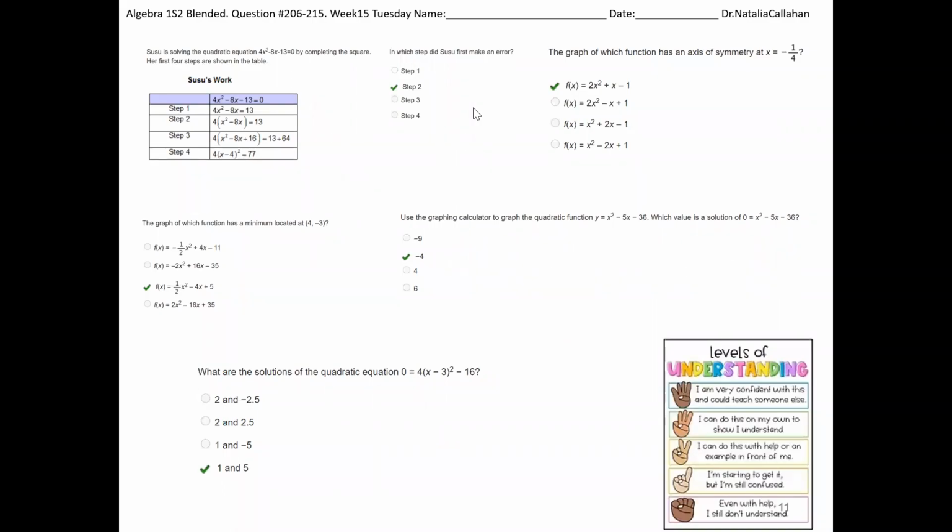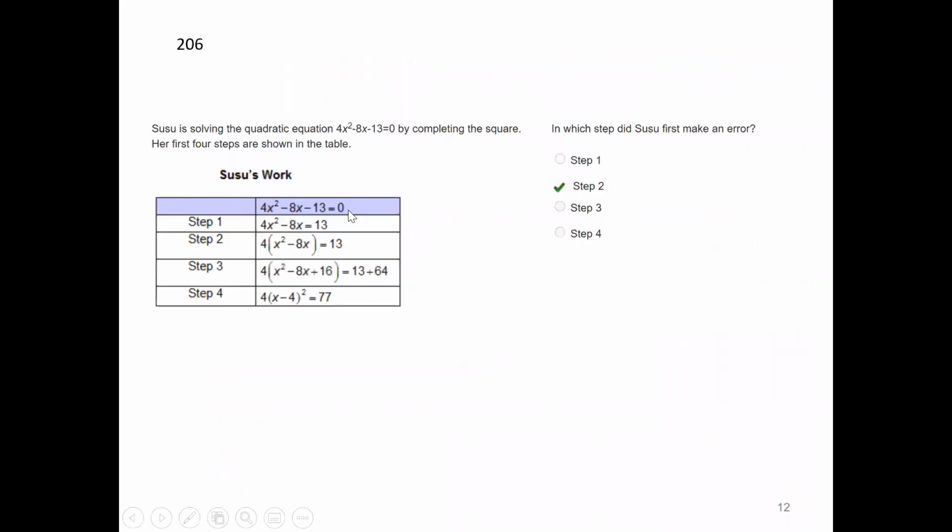Okay, so we are going to take a look at questions 206 to 215. We're going to start off with 5 questions and then we'll take a break in between. So let's go ahead and get started with the first one. So 206. Take a moment and go ahead and highlight the important information, you guys, that you see there.